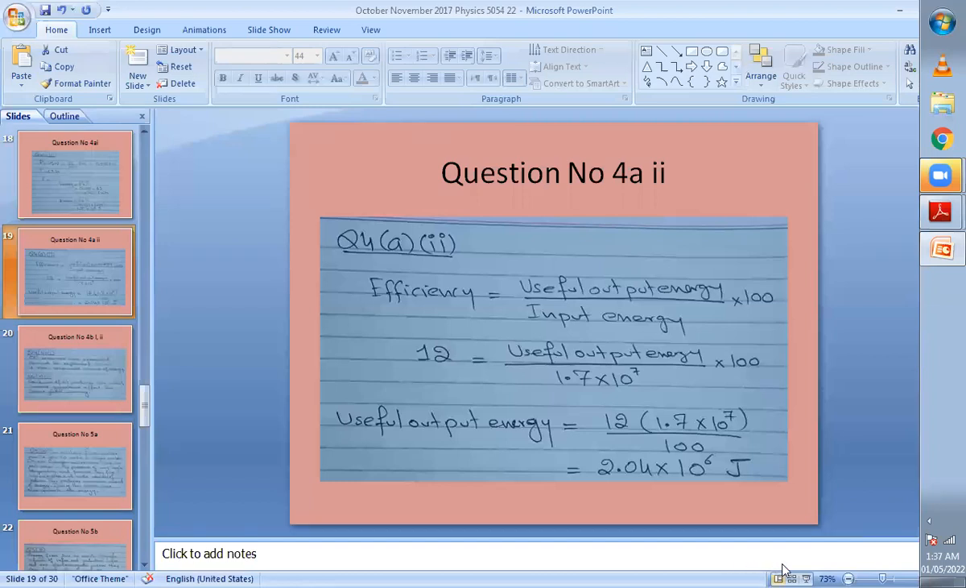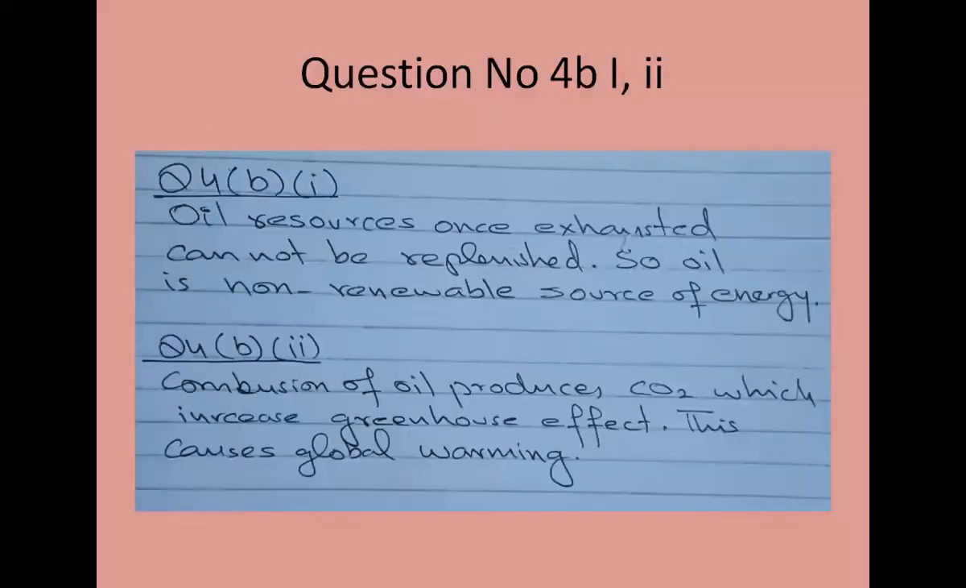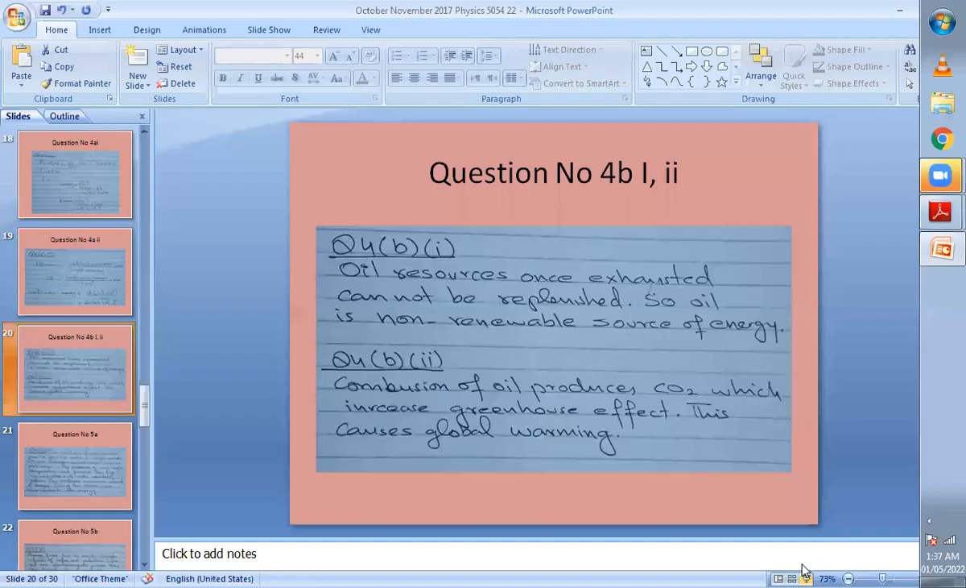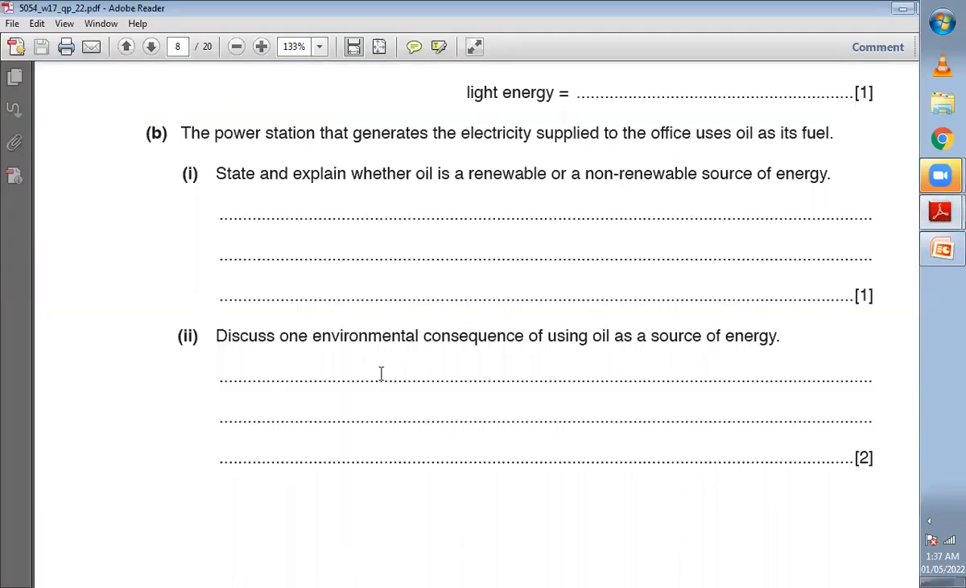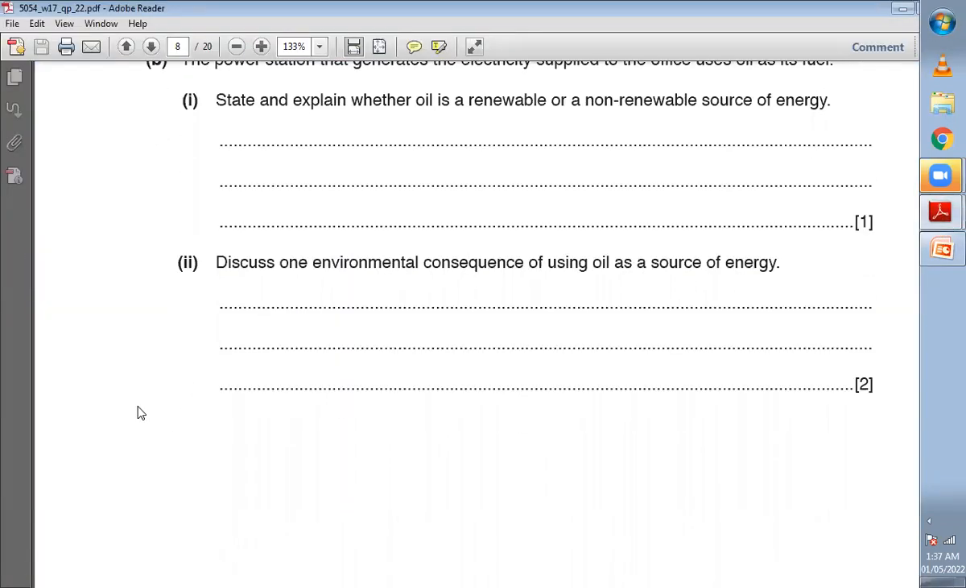So let me show you my written answer for your reference. Oil resources once exhausted cannot be replenished. So oil is a non-renewable source of energy. The next question they are asking is, discuss one environmental consequence of using oil as a source of energy. It's a 2 mark question.